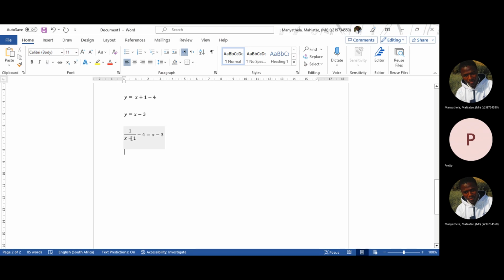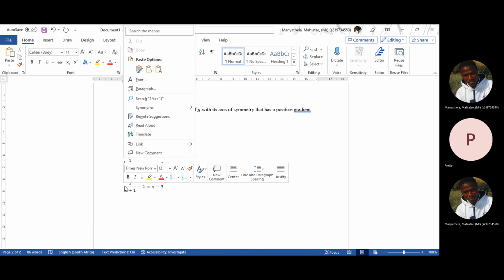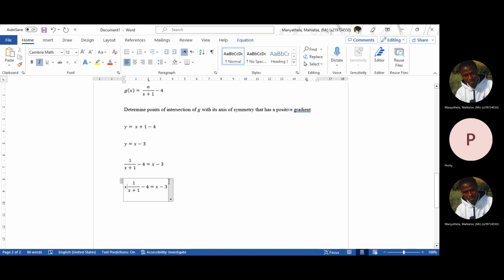We are also working with a fraction here, 1 over x plus 1. To deal with this fraction, we multiply the whole equation by the denominator, so we multiply by x plus 1. Multiplying by x plus 1 deals with the fraction. So x plus 1 cancels x plus 1. So it's correct.